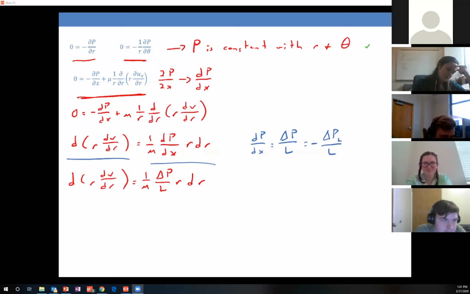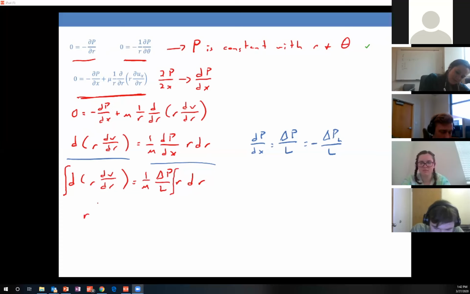Okay, so there we go. And now we can integrate both sides. Boom, boom, and boom, boom. Okay, something like 2 months ago, I think I showed y'all how to do a second order differential equation like this, where you just sort of turn this side into a d with a parentheses. So when you integrate this, it just turns into r dv dr like that.